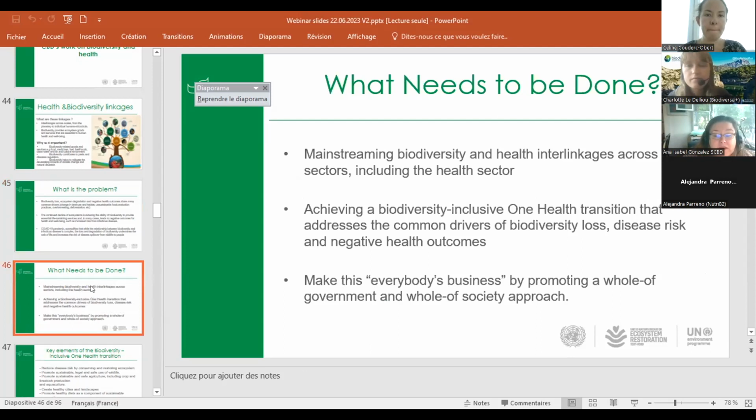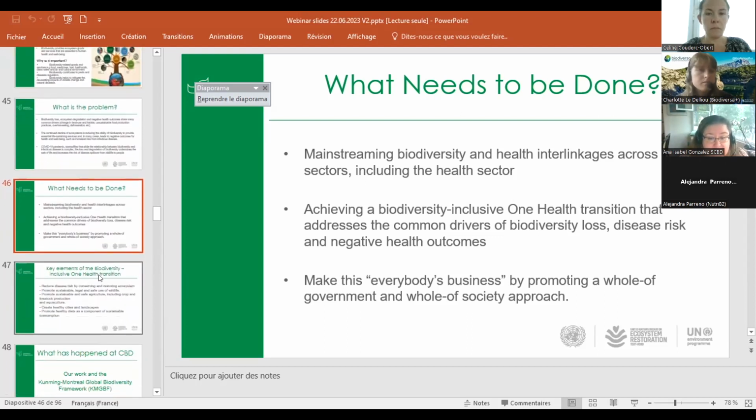So what needs to be done? Basically, and I say basically, but it's not easy, mainstreaming biodiversity and health interlinkages across sectors, including the health sector. This needs to be done at all levels, both at the international level, with linking and cooperation between all the relevant organizations, but also at regional or country levels with national institutions. We need to achieve a biodiversity-inclusive One Health transition that addresses the common drivers of biodiversity loss, disease risk, and negative health outcomes. As per the Global Biodiversity Framework, we need to make this everybody's business by promoting a whole-of-government and whole-of-society approach.